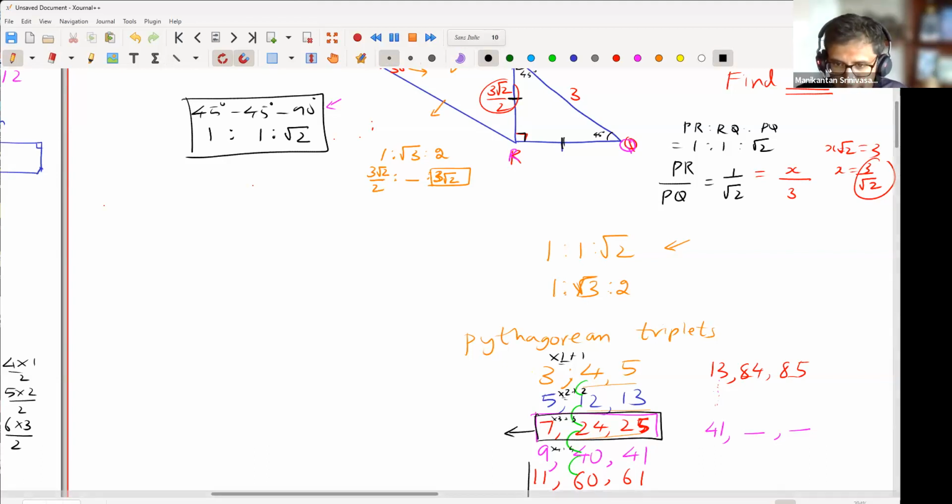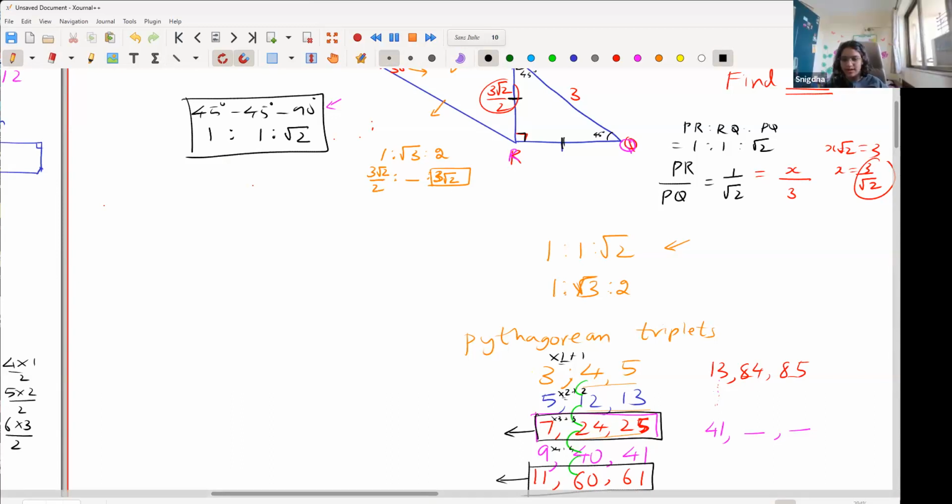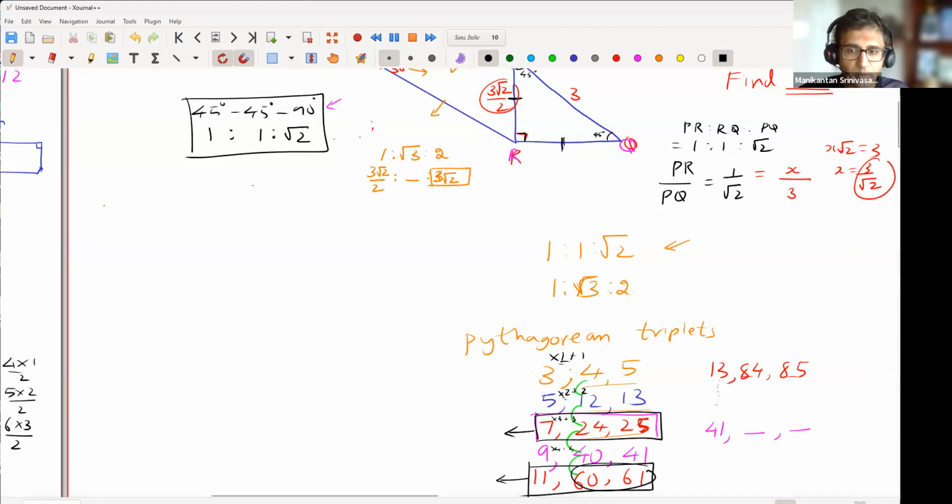Look at some other set. Let's say 11, 60, and 61. Observe them closely. If I give one more hint, all of you will pounce on me. Shall I? Wait, I think the sum of 60 and 61 is 11 square. Great. Yes. So 60 plus 61 is 11 square.